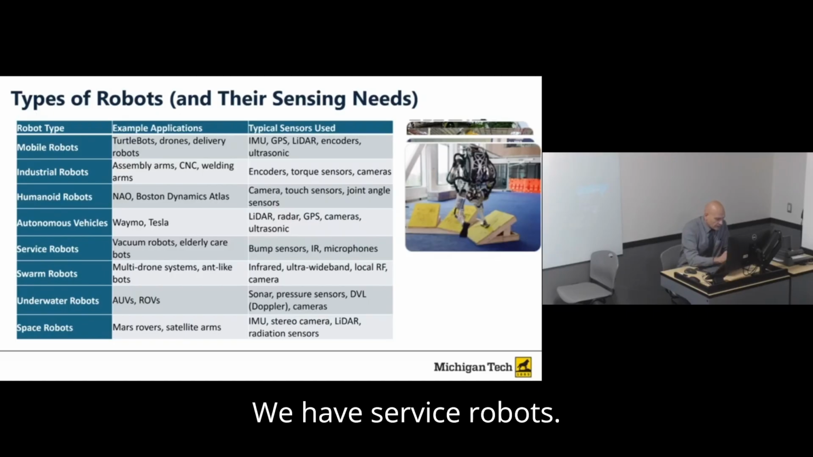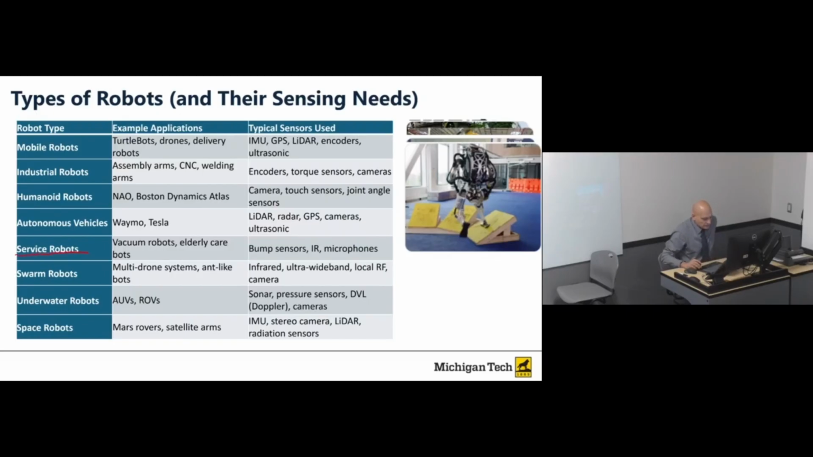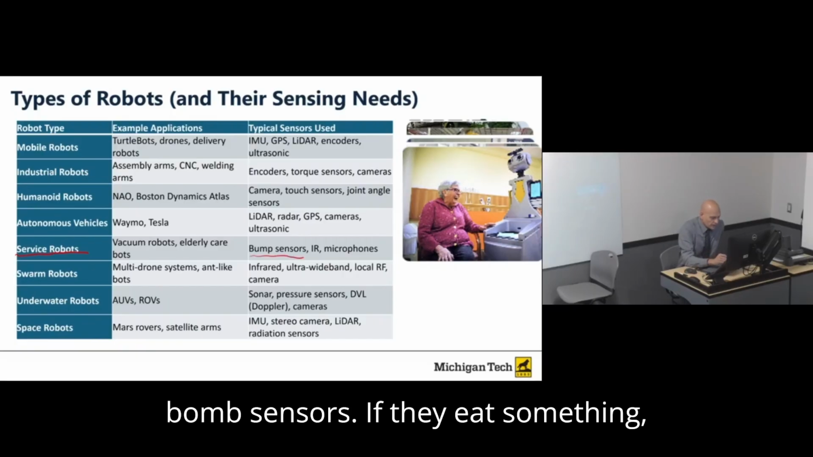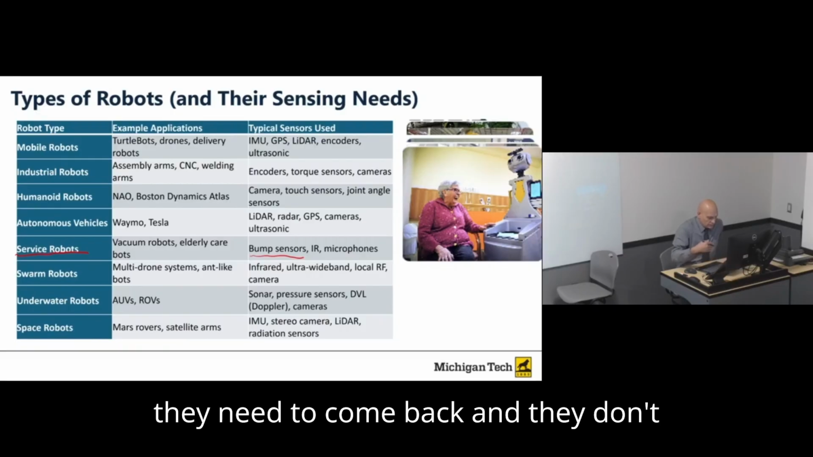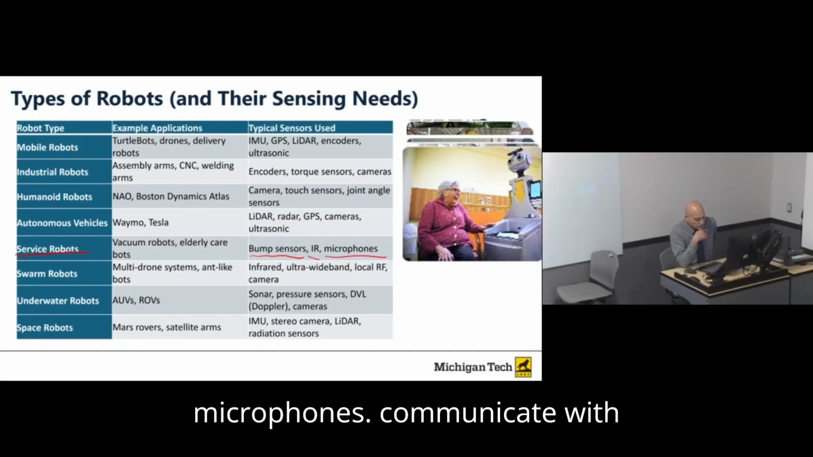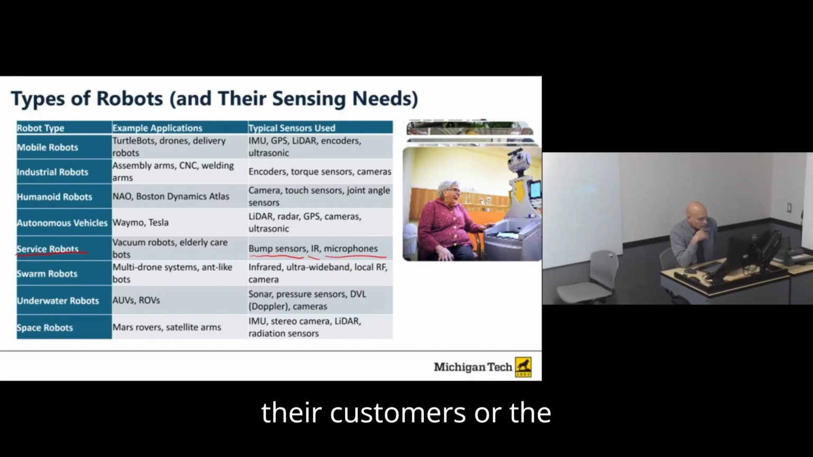We have service robots like vacuum cleaners or elderly care robots. These robots need for sure some bump sensors. If they hit something, they need to come back and not go further, they need to stop. Or IR to get distance, and microphones to communicate with their customers or the people around. Like, they are for the elderly, they need to talk to people. And they need to be funny too.